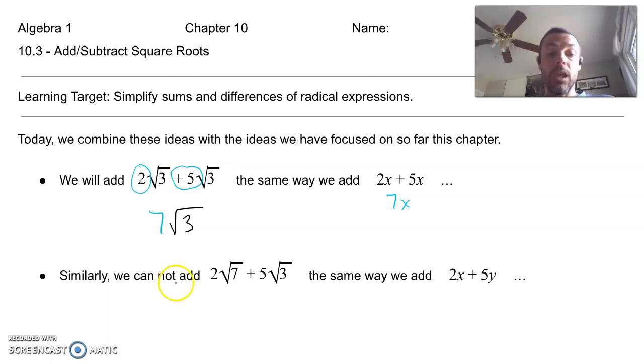Similarly, we can't add 2 square root 7 plus 5 square root 3, just like we can't add 2x plus 5y. Those are different variables, those are different radicals, different square roots, the numbers inside the radical are different. I can't combine them. And you can see that if I take the square root of 7, I get a much different decimal than when I get the square root of 3. They're different, I can't combine them.